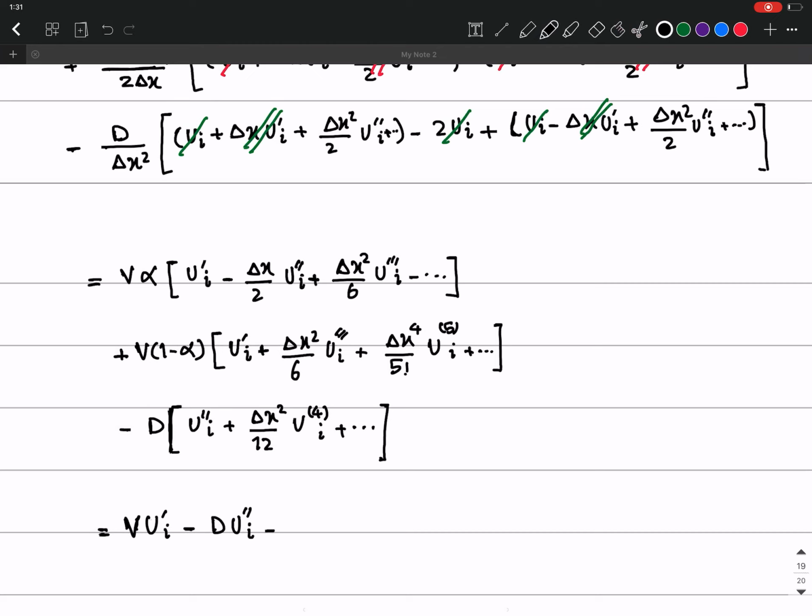Then the next term that I have is v alpha delta x over 2 u double prime I, plus, and I write it based on the order of delta x, the next term is v delta x squared over 6 u triple prime I, and then I have v alpha delta x cube over 24 u 4 I, and you can calculate this.